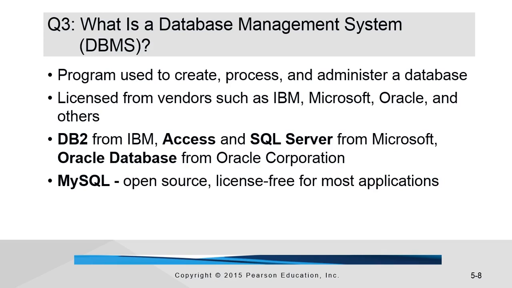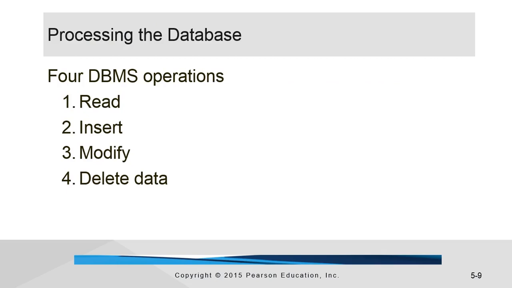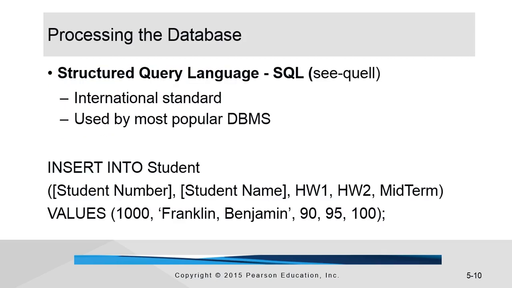When you talk about databases, there's essentially 4 types of operations that you can perform on a database. You can read a row, you can insert a row, you can modify an existing row, and you can delete a row from a database. Those are the basic functions of a database.